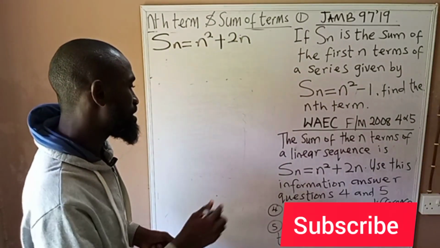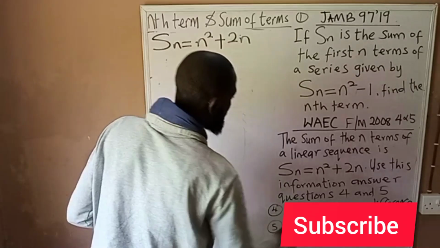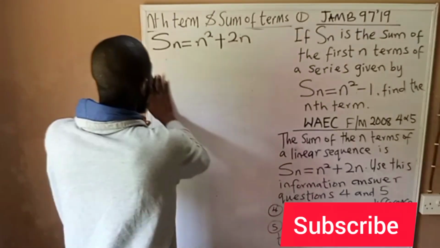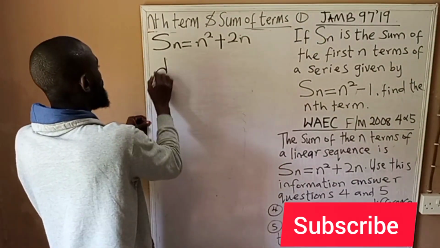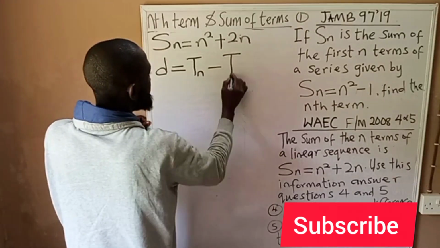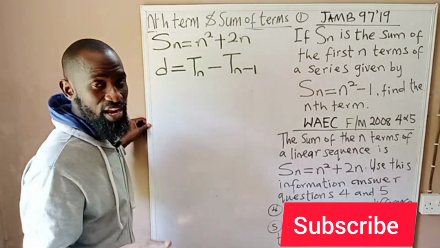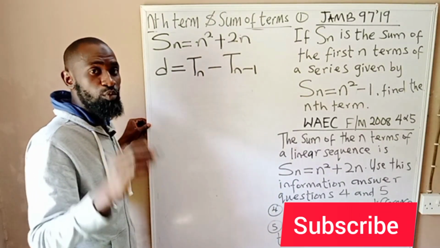So we have used this information to answer questions 4 and 5. We also find the common difference. Under AP, what's the formula for common difference? Common difference is equal to Tn minus Tn minus 1. That's the formula used to calculate the common difference under arithmetic progression, which is AP.